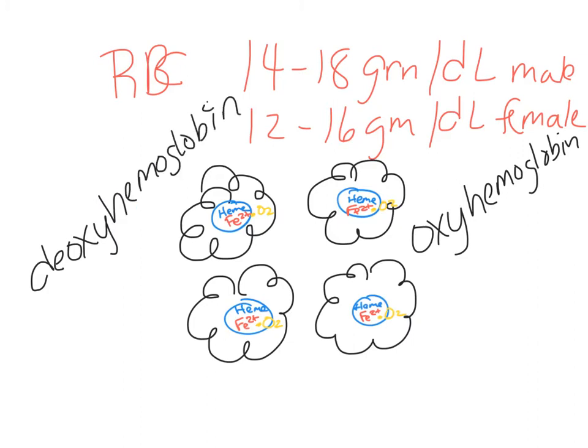And at that point, if iron's not binding to the oxygen, then the blood looks like a dark red. So this is deoxygenated blood because it looks more like a dark red. This is oxygenated blood because it looks like a bright red.